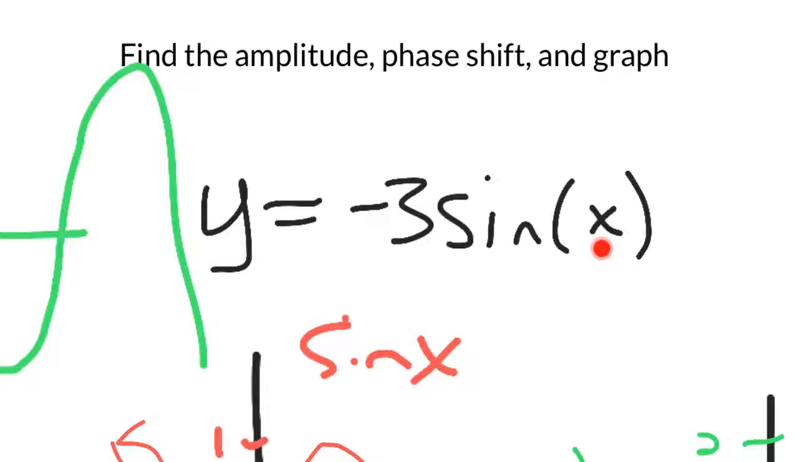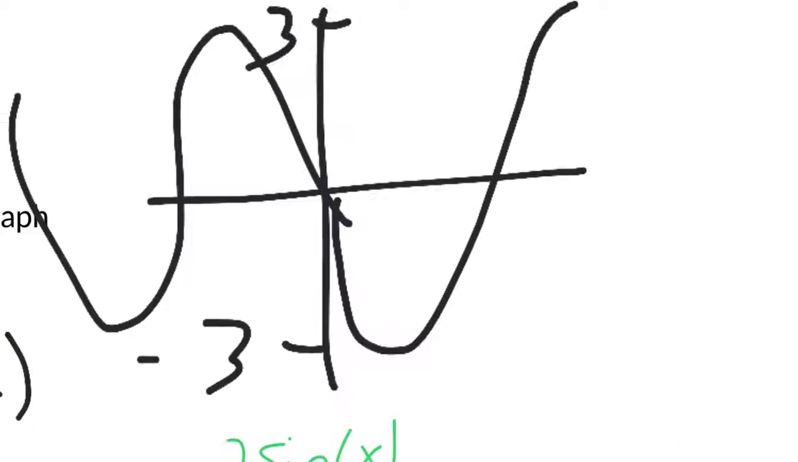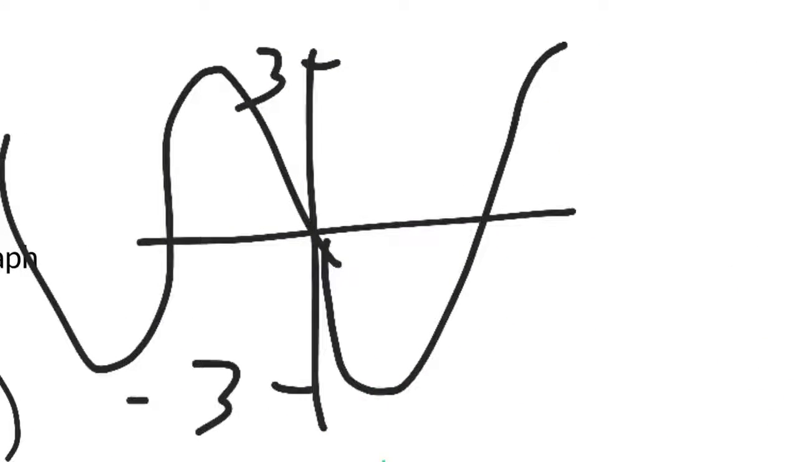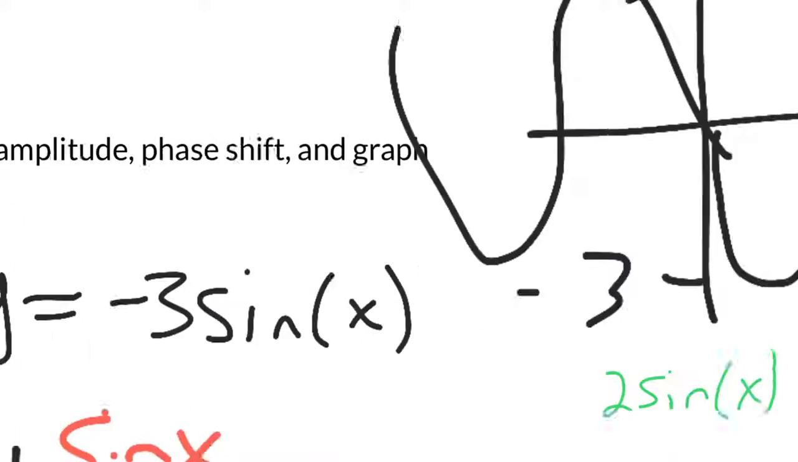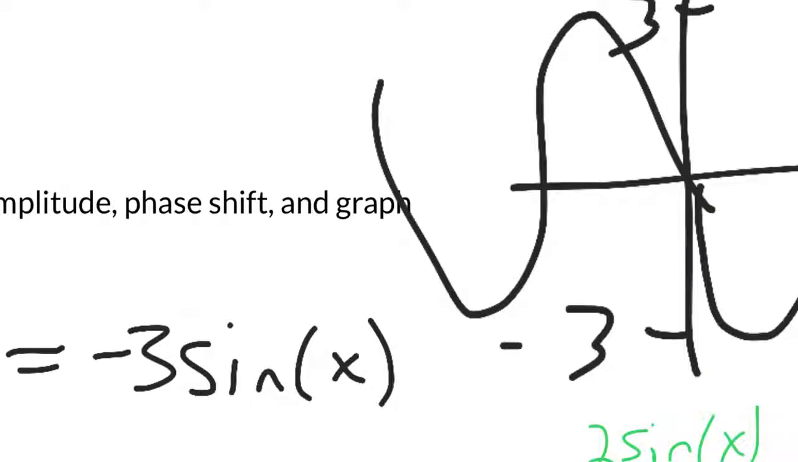Amplitude of 3, phase shift of 0, now we can sketch a graph. This is roughly our graph, and remember, instead of going up and then down, like sine of x does, this graph goes down and then up, because all the values are being multiplied by a negative number. So this is a rough sketch of y equals -3 sine x.